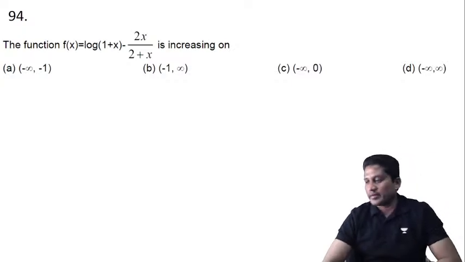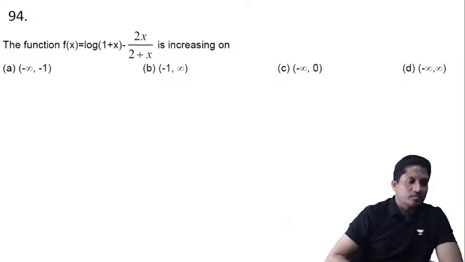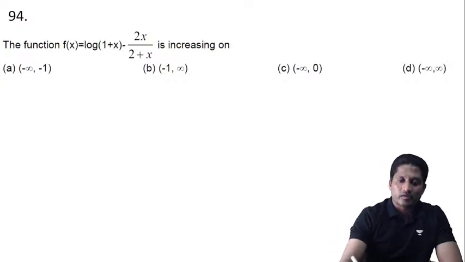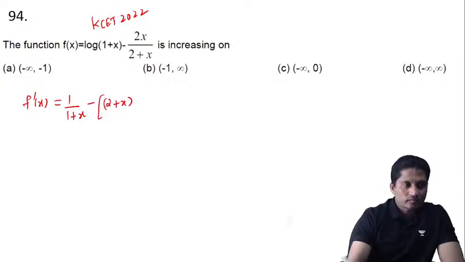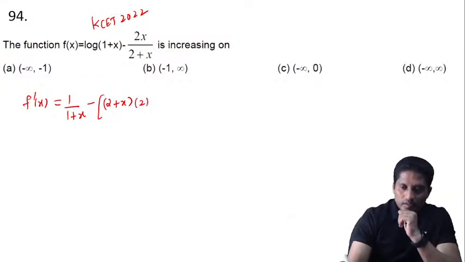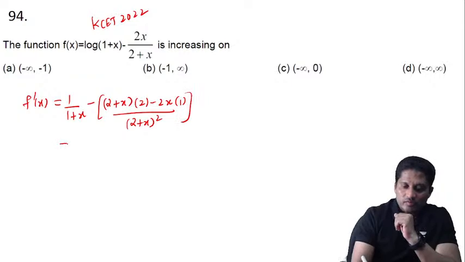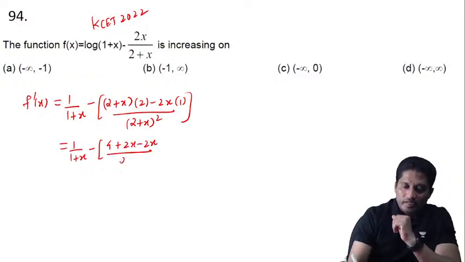Okay, now question number 94. Again, this was asked in KCET 2022. f dash of x is equal to differentiation of log x, which is 1 by x. Here I'll use u by v: v into u dash minus u into v dash divided by v square. Okay, so this is 1 by 1 plus x minus this is 4 plus 2x minus 2x divided by 2 plus x the whole square.